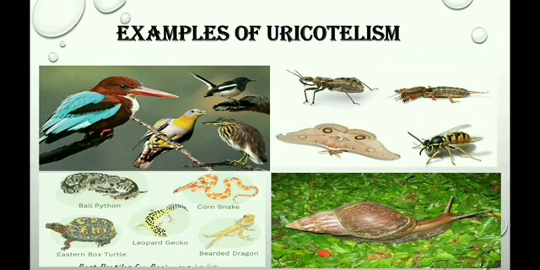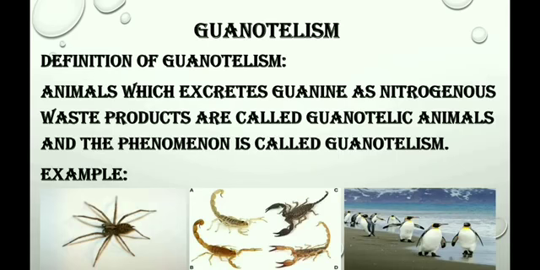Apart from these three, that is ammonotelism, ureotelism, uricotelism, there is one more mode of excretion, that is guanotelism. Now, how to define guanotelism? Animals which excrete guanine as a nitrogenous waste are called guanotelic animals, and the phenomenon is called guanotelism. Like we studied about ammonotelism, we can write the same for guanotelism. That is elimination of nitrogenous waste product in the form of guanine is called guanotelism. The animals which excrete guanine as nitrogenous waste products are called guanotelic animals.